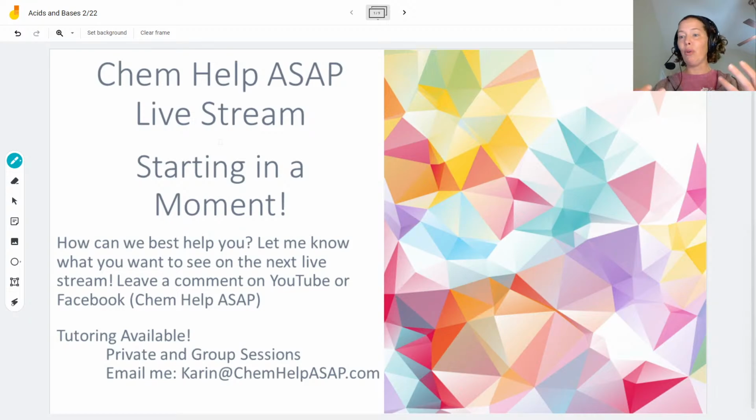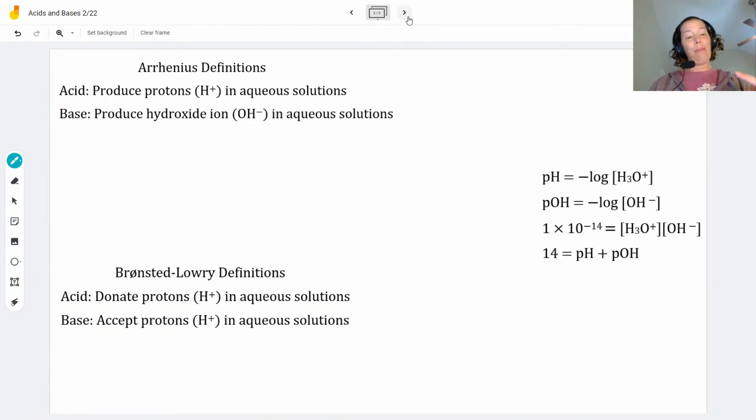Okay, so with that being said, and everything looks good, let's go ahead and start with our first page. This is not a problem. This is just definitions. Okay, so the most narrow set of definitions for acids and bases comes from our Arrhenius definitions. Now, these were the first stab at putting a definition on what an acid and a base was.